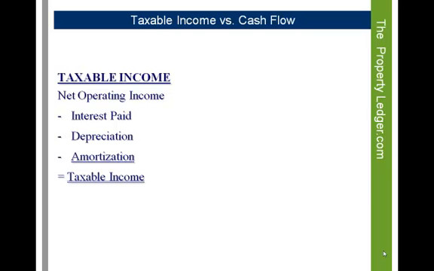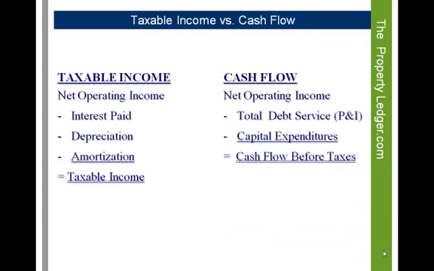Now, taxable income is different from cash flow based on the following. Cash flow is really nothing more than the cash that you have available at the end of the day. If you carry a checkbook, you know what cash flow is like. It's nothing more than your inflows minus your outflows. So if you take a look at your cash flow, it's your net operating income less the total debt service that you have paid, both principal and interest, that you have made on your property, less any capital expenditures, equals your cash flow before taxes.